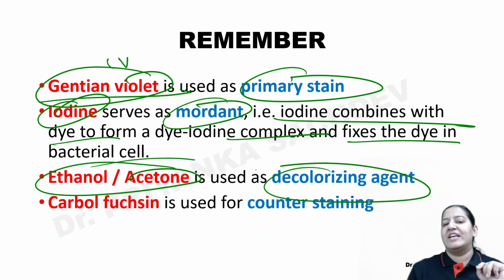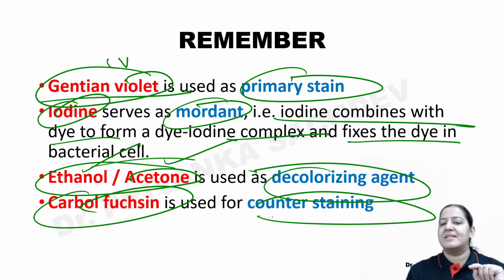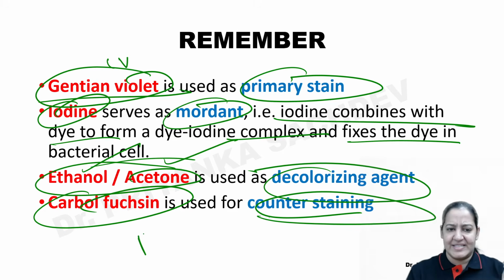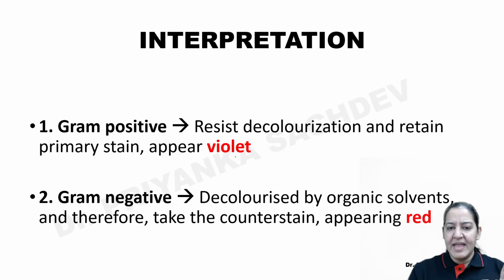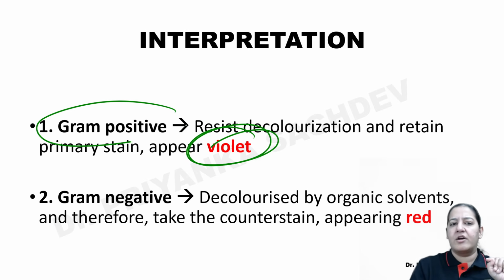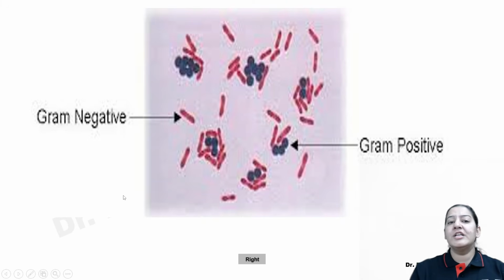Then these are the decolorizing agents. It can be alcohol or acetone. And last is carbol fuchsin, which acts as a secondary stain or counter stain, any red stain. It can be carbol fuchsin, it can be safranin, anything will work. You got my point? In the end, the ones which are violet are gram positive, the ones which are red are gram negative. Now the question is why?